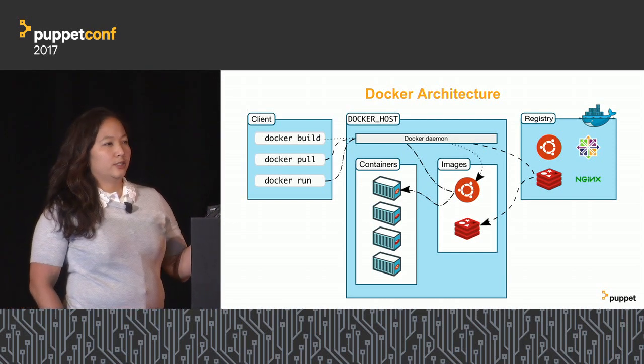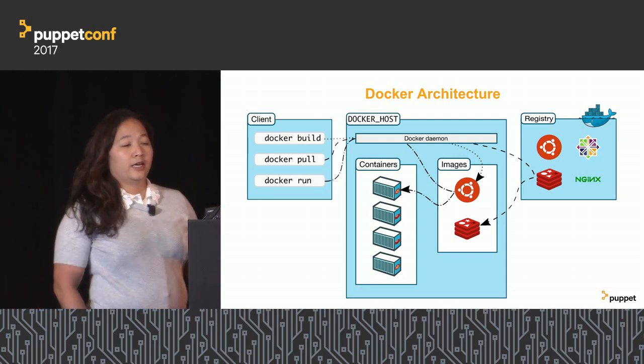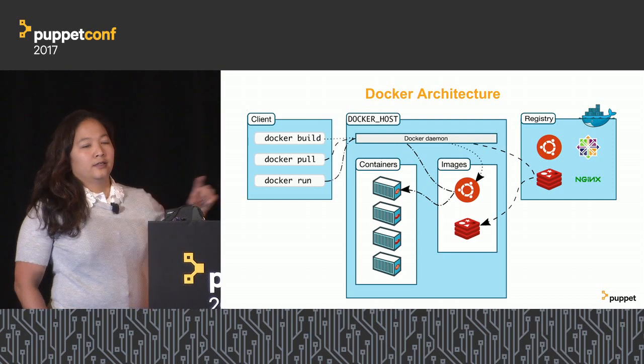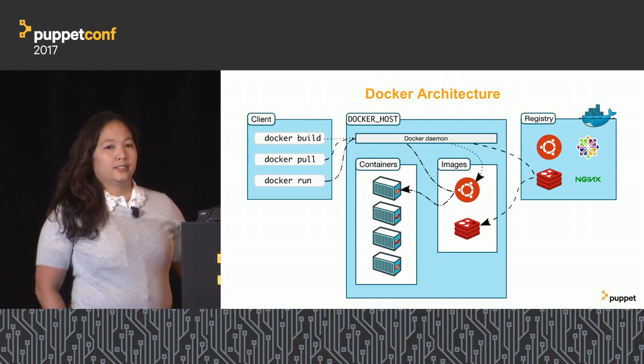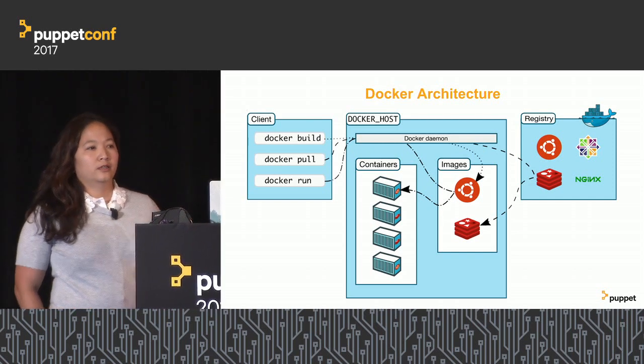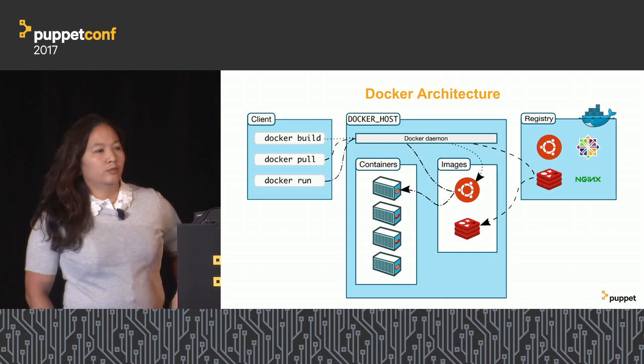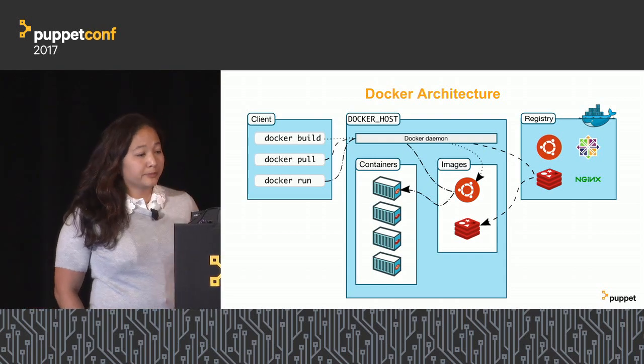An image is essentially a way of isolating and bundling up your application and how you're going to want it to run. And then the container is when you actually instantiate that image. And you can manage that all through the Docker client, essentially the command line of build, pull, and run, or just a way of interacting with the Docker engine.